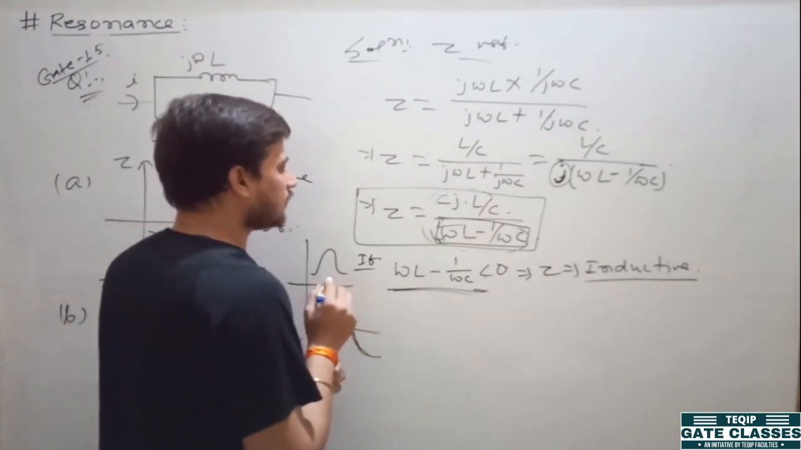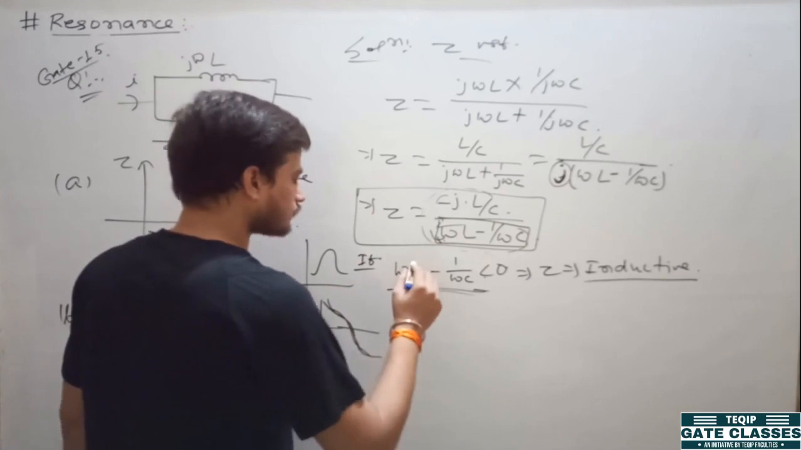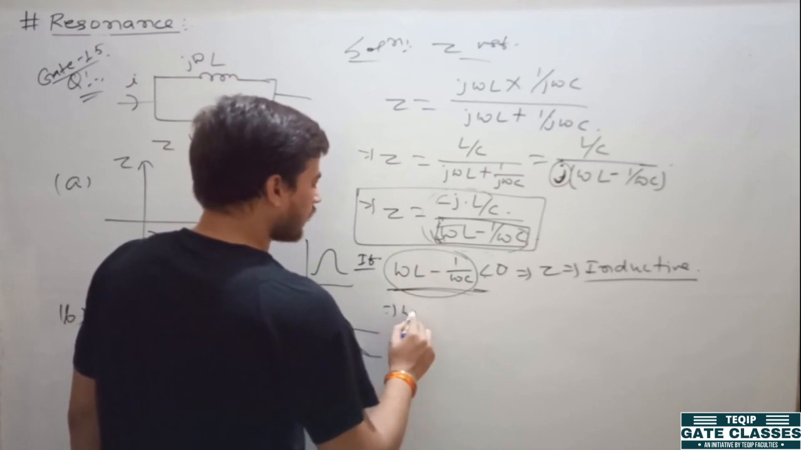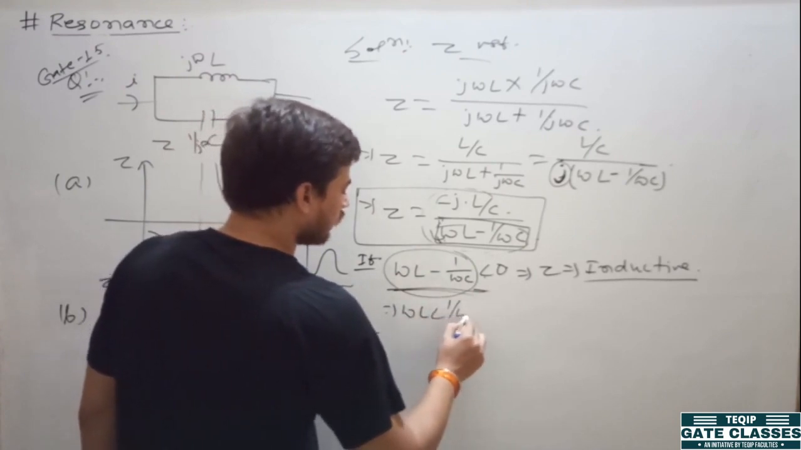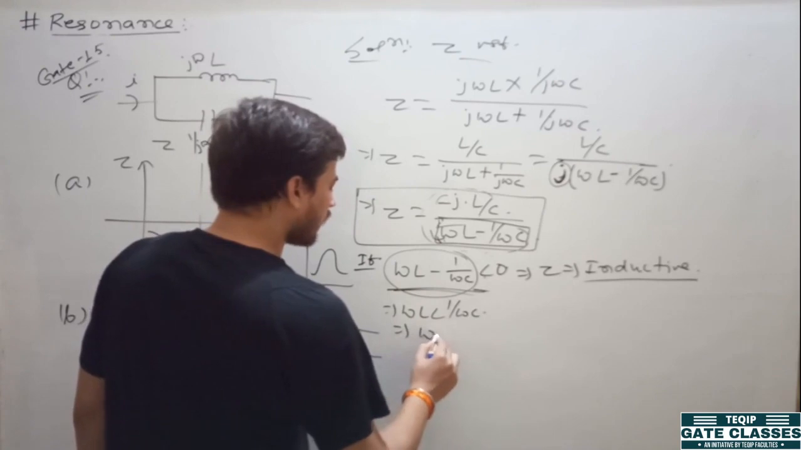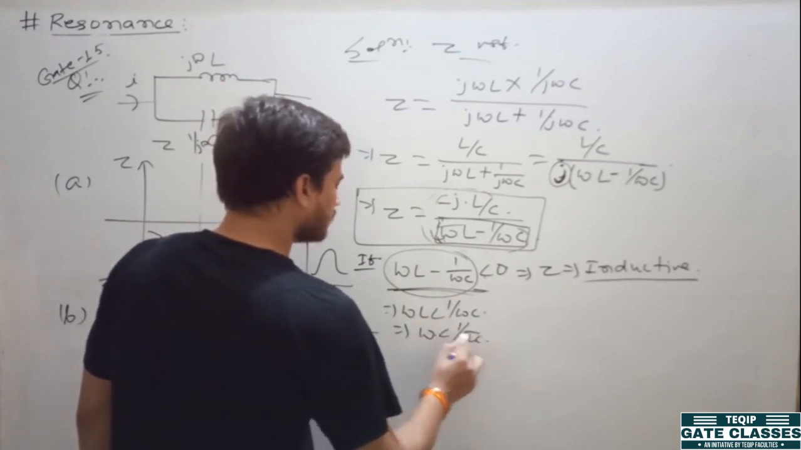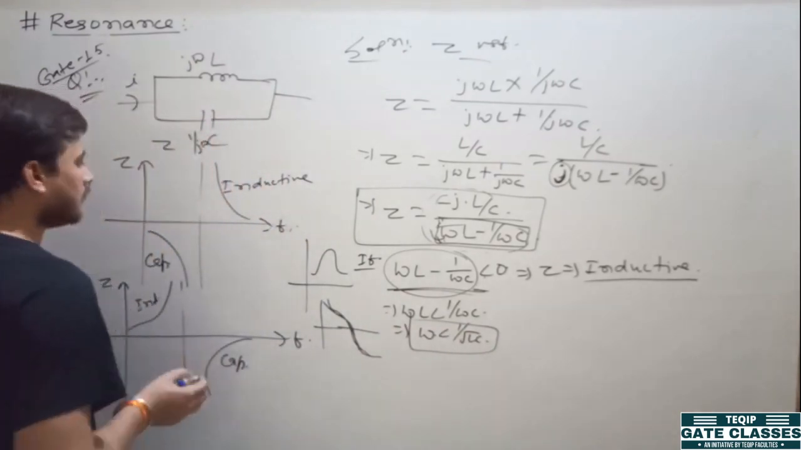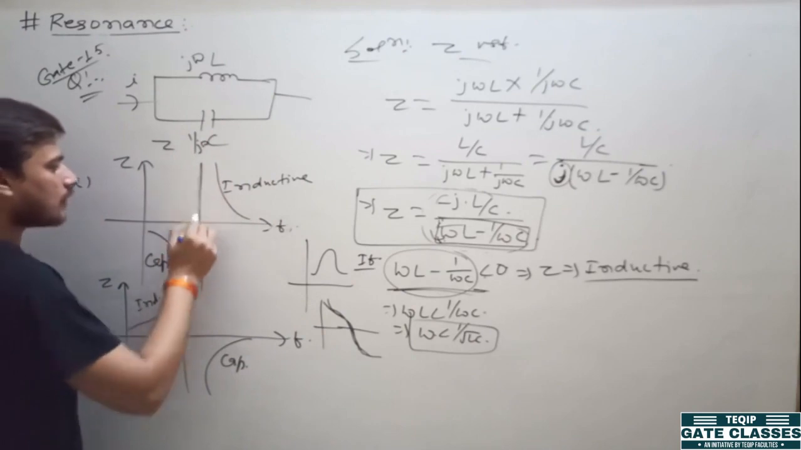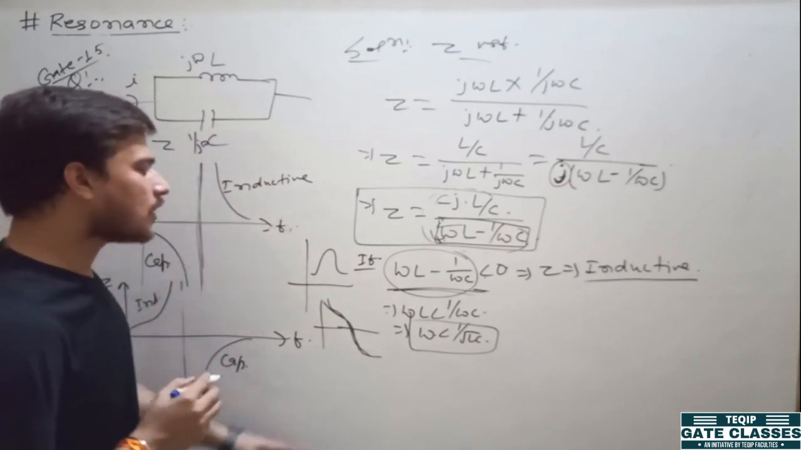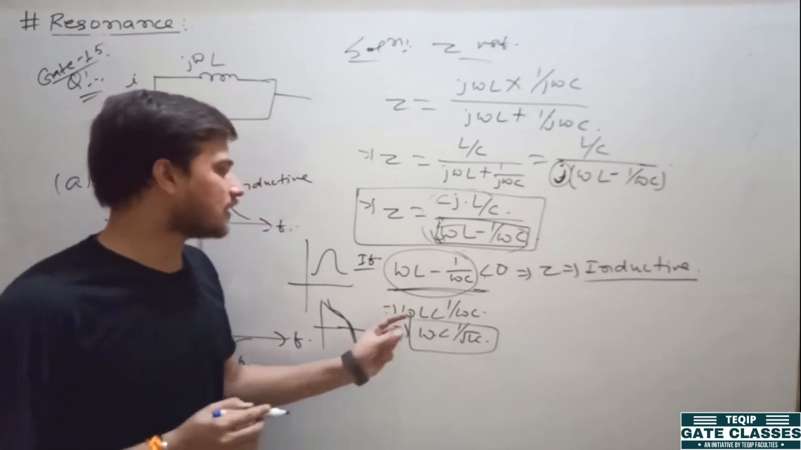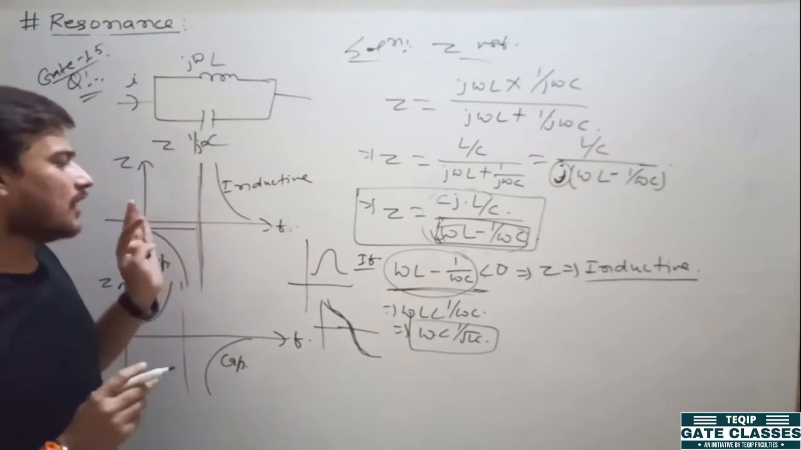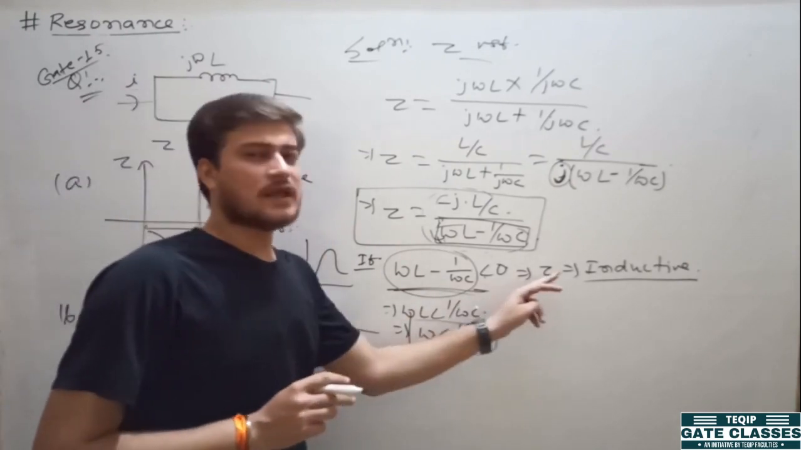So if Z becomes inductive, then you can write omega L is less than 1 upon omega C, or from here you write omega is less than 1 upon under root LC. That means omega equal to 1 upon under root LC is the boundary condition. If the frequency is less than 1 by under root LC, then it will behave like inductive. Then Z will be inductive.